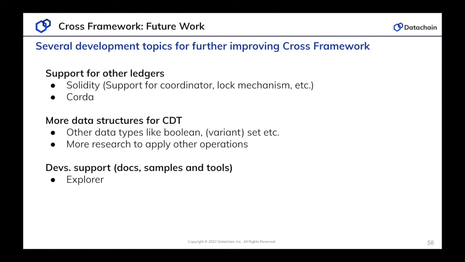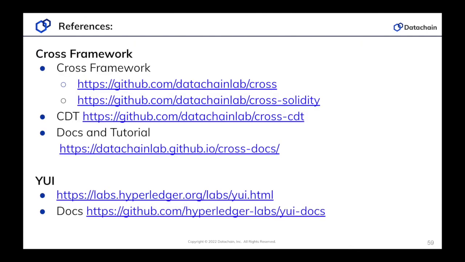About future work, there are several development topics for further improving Crosschain work: support for other ledgers based on IBC, more data structures for CDT, and development support for docs, samples, and tools. Today's references are listed here, including a tutorial to find out how to use Crosschain work. If you are interested in our solutions, please check them out.